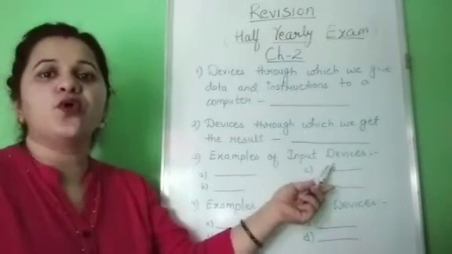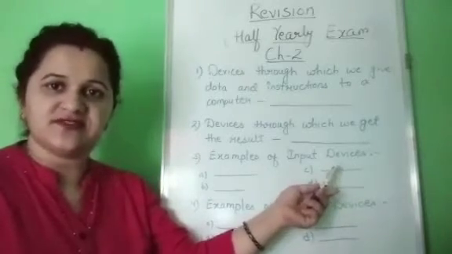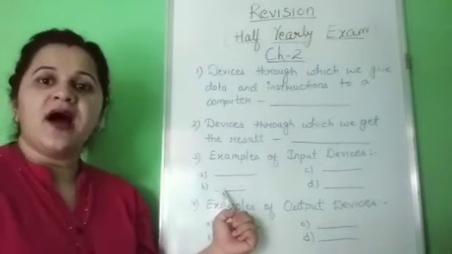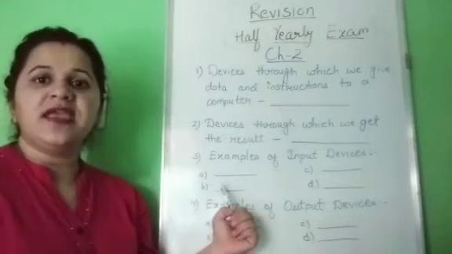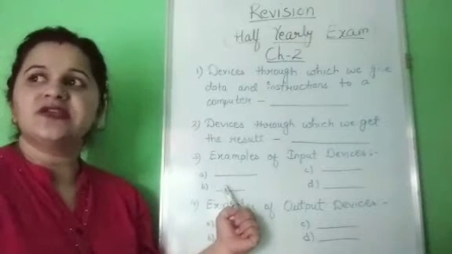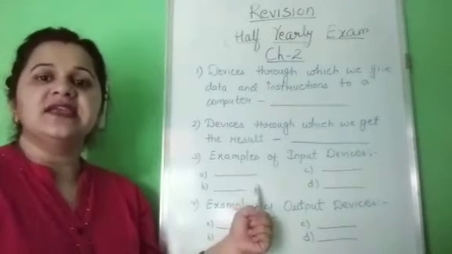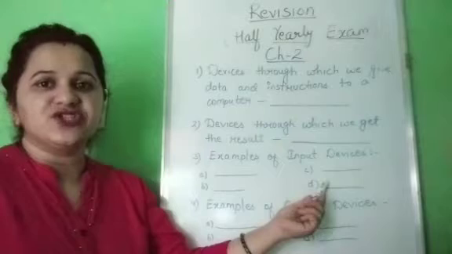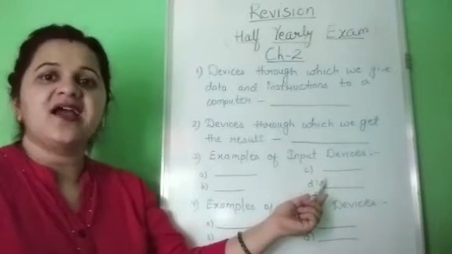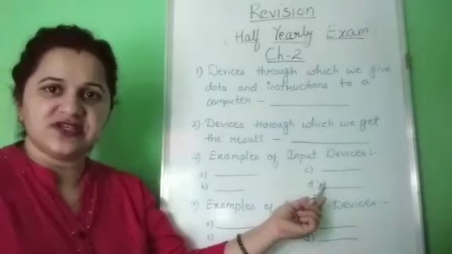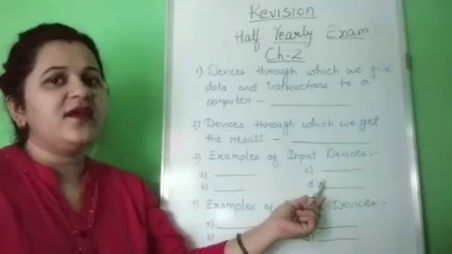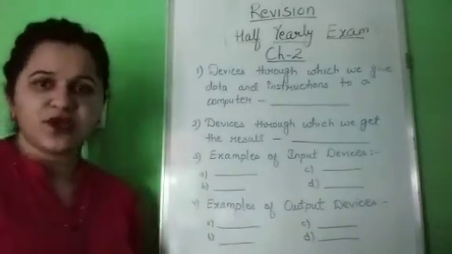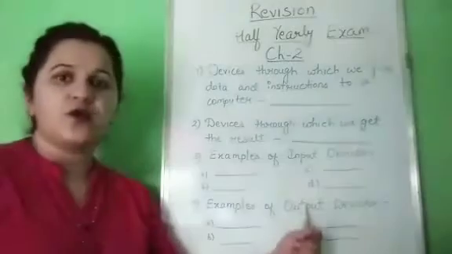Yes, M-O-U-S-E, mouse, computer mouse. Okay, here you will write down mouse. Now, here you will write down barcode reader, B-A-R, bar, code, R-E-A-D-E-R, reader, barcode reader. Next, here you will write down digital camera, D-I-G-I-T-A-L, digital, C-A-M-E-R-A, camera, digital camera. Children, now here comes the fourth question, examples of output devices.